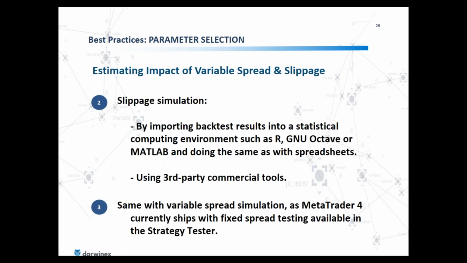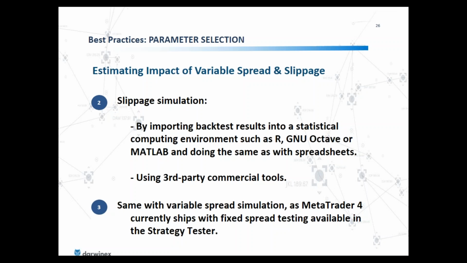Slippage simulation can also be done by importing backtest results, of course, into a statistical computing environment such as R or Octave or MATLAB, if you're familiar with those packages, and doing the same as I just mentioned with the spreadsheet. So anything that can be done in a spreadsheet application can also, of course, be done in a statistical environment, and of course, a lot more can be done in such environments than in Excel. And your last option is, of course, there are various third-party commercial tools available that allow you to simulate variable slippage and variable spread, and those of course are beyond the scope of this presentation, but those are there for you to use as well.